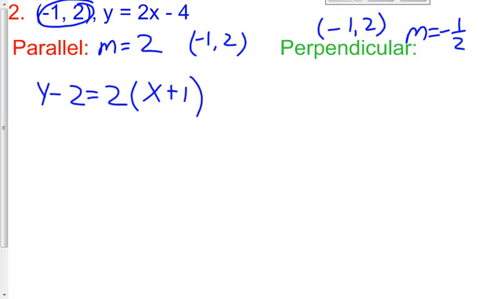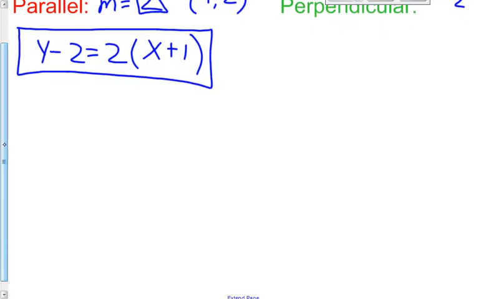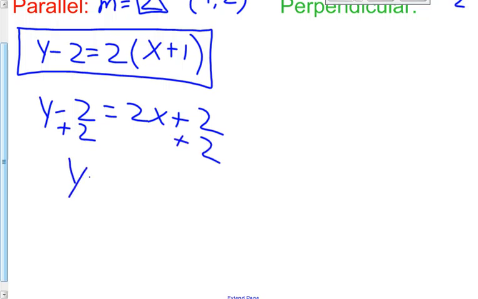And once again, the reason why my slope is 2, for parallel lines it's the same. For perpendicular, it's the negative reciprocal, and my slope is 2 right here. y equals mx plus b, m is my slope. Here is one answer. Very good, you're 1/6 done. Onward, y minus 2 equals 2x plus 2. Add the 2 here, add the 2 here. y equals 2x plus 4.